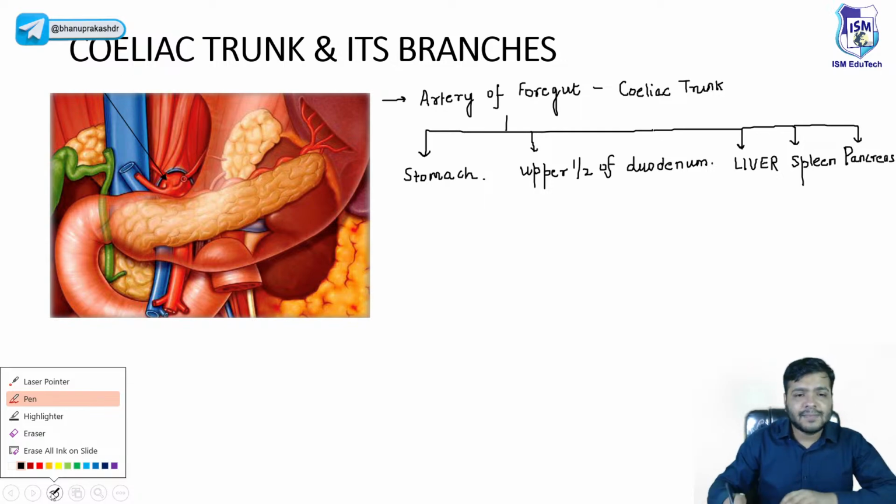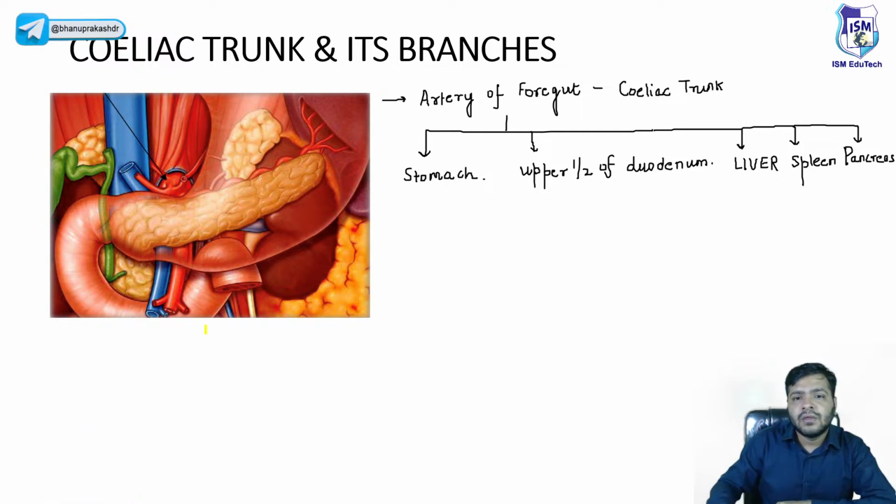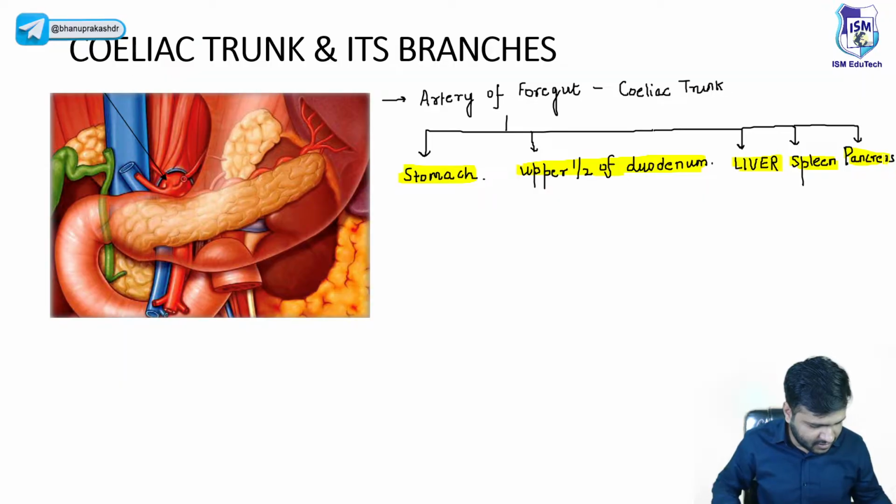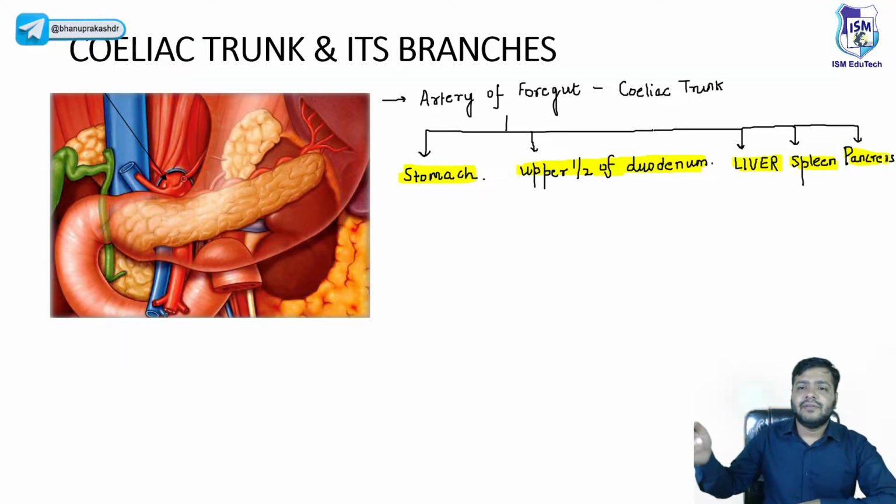It will supply the stomach and the upper half of the duodenum. Now, my question to everyone: the rest half of the duodenum is supplied by which artery? Write in the chat box. Meanwhile, I'll just complete it. The complete liver supply is by the celiac trunk, as well as the spleen and the pancreas. All these organs are supplied by this.